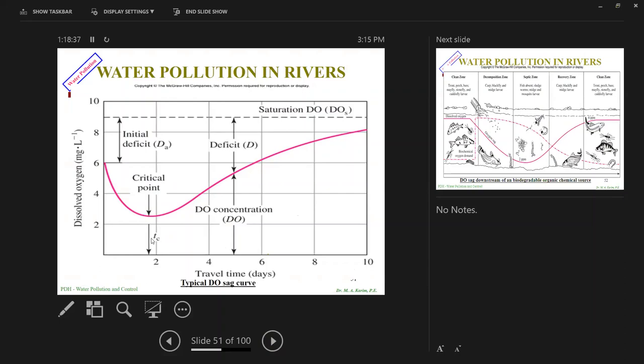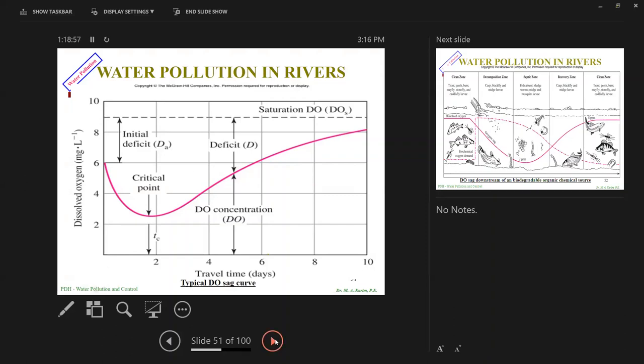The critical condition is here because this is the highest deficit and lowest available oxygen. It looks like it could be a little bit more than 2, maybe 2.5. So we see here 2.5. Then after some time, it went back up, close to 5 again. Okay, so this is the typical way.